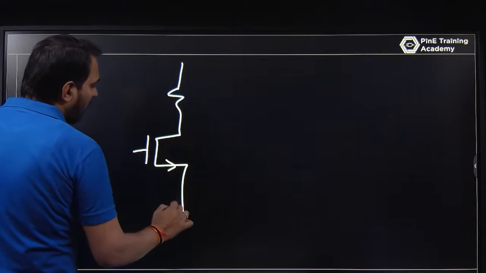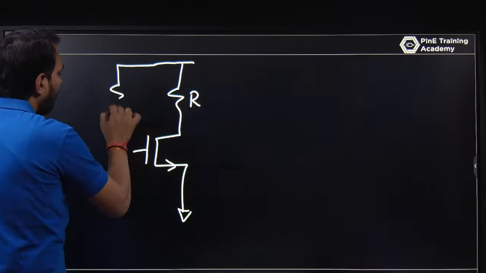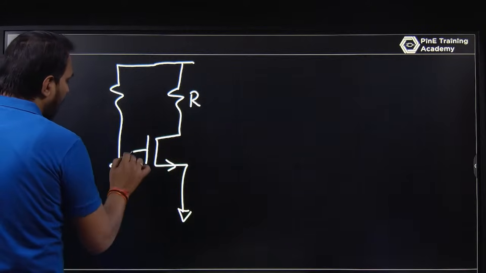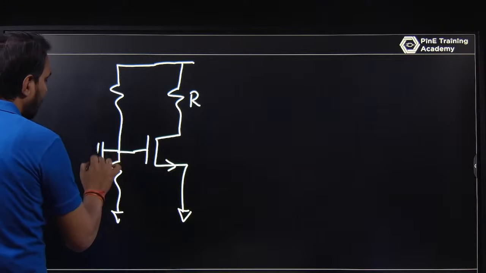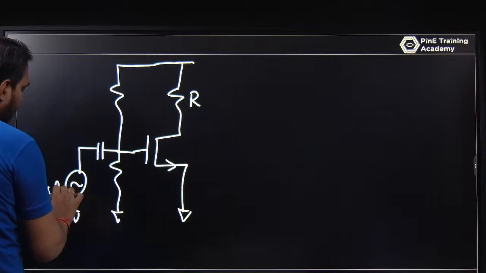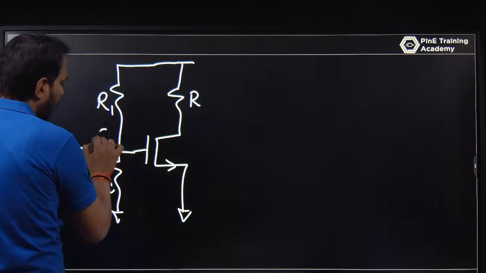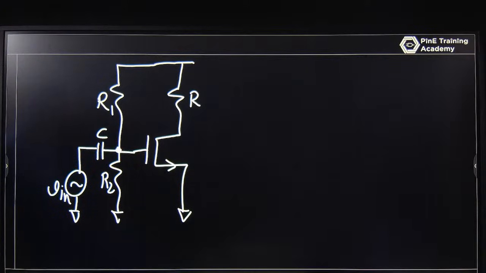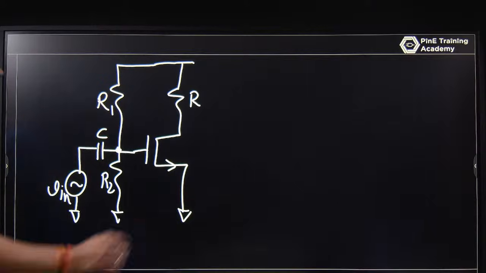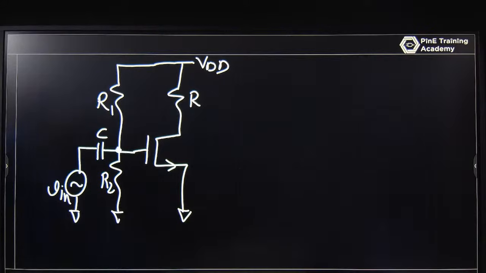Let's say you are talking about the common source amplifier. You have a resistor, and you are using one capacitor and one sinusoidal signal. Let this be R1, this be R2, and this be C. What is the voltage? This is VDD, a DC supply, and this is a sinusoidal AC supply.